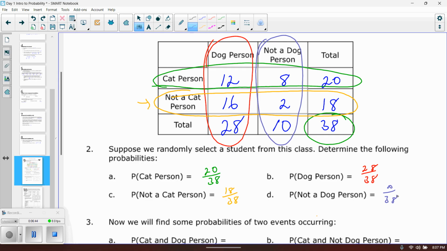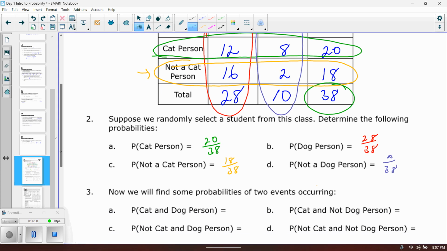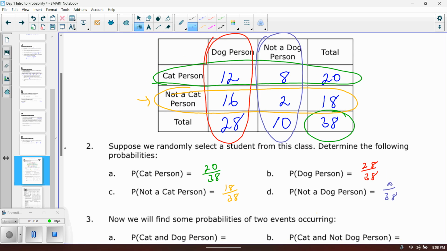But now let's see what happens if we want to add an extra criteria, like in number 3. I'll have to kind of scroll up and down so we can see this a little bit better. But in number 3, it says, what's the probability of the 2 events occurring? So we want to know what the probability of somebody having a cat and a dog is. Well, that only occurs in one specific box.